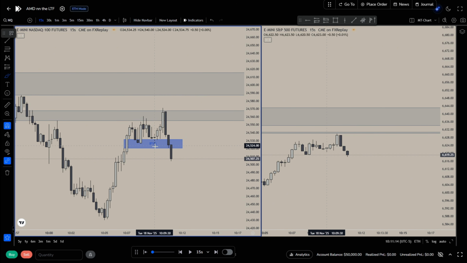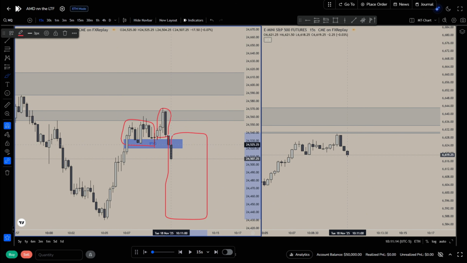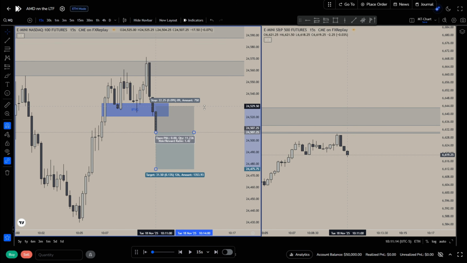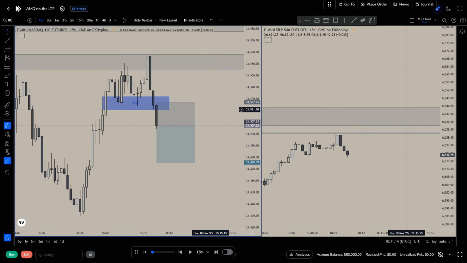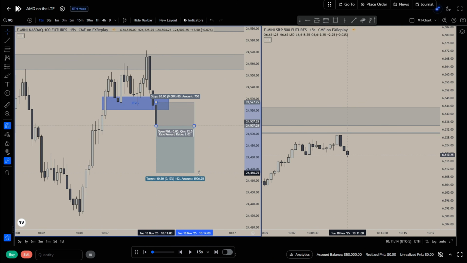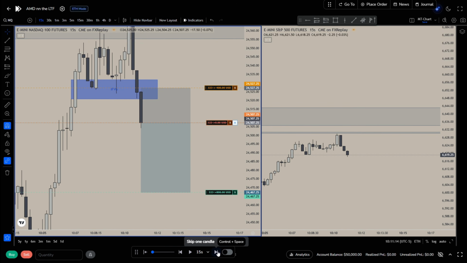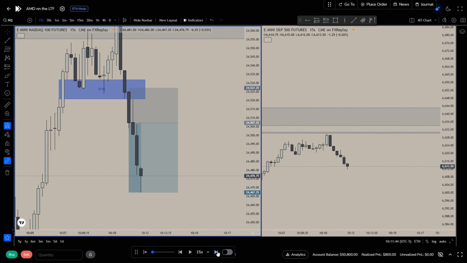So since we have had our accumulation followed by the manipulation into a key level, I would then expect distribution, which would mean that we would dump straight down to our targets. I can therefore enter a short with my mechanical 20-point stop loss and target a 1 to 2 RR. And we should see this trade play out beautifully straight to our target, which was just hit.